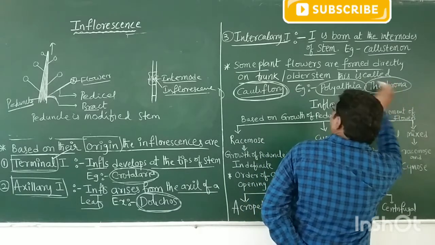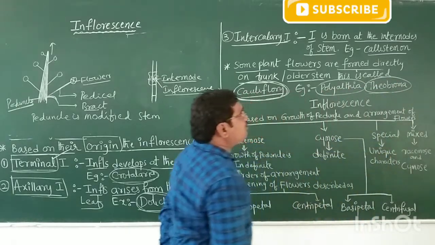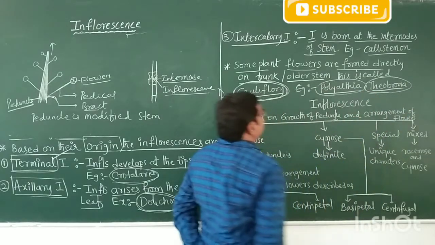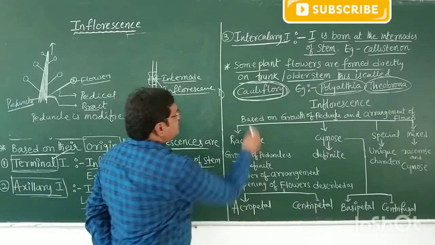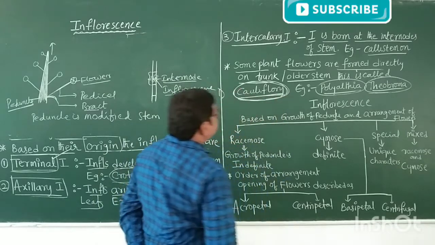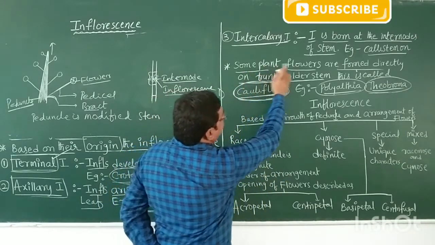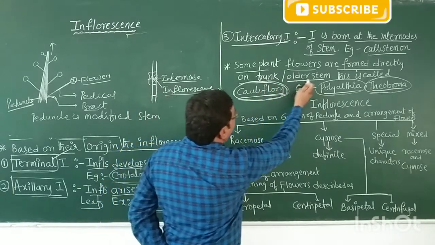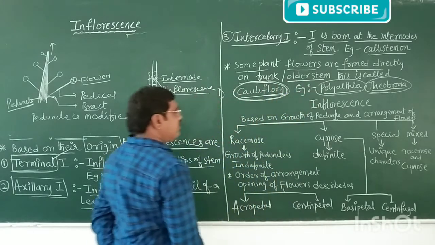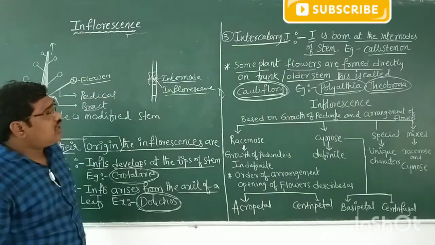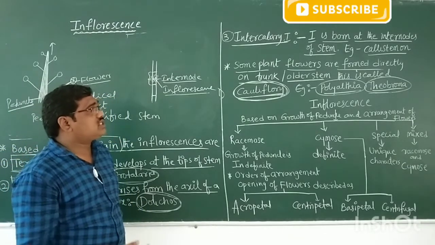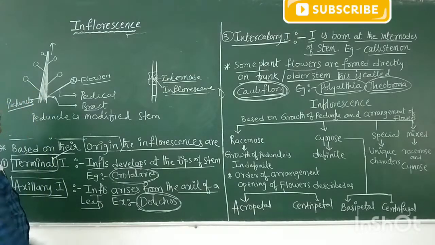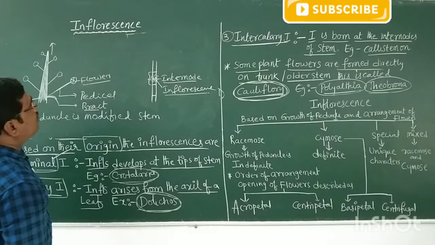And the second example for cauliflory, Theobroma. This is Theobroma and Polyalthia. These two are examples of cauliflory. What is cauliflory? In some plants, the flowers develop directly on the trunk or older stem. That is called cauliflory. So this is a special characteristic feature of the inflorescence. That is cauliflory.